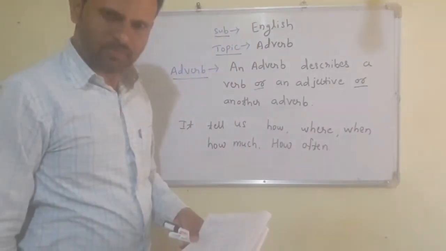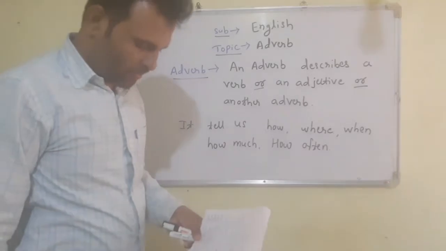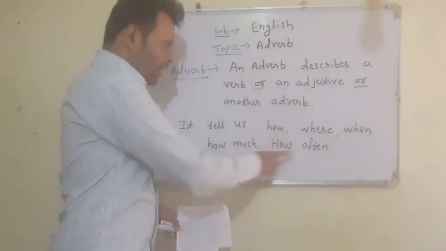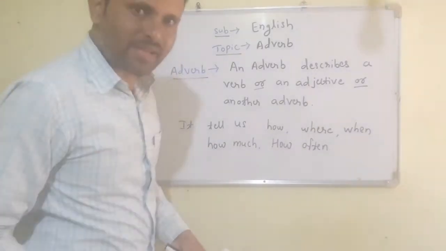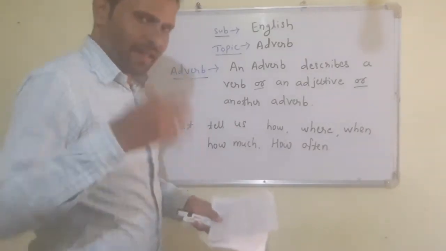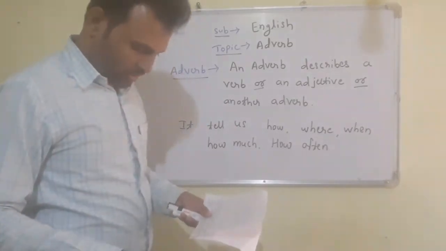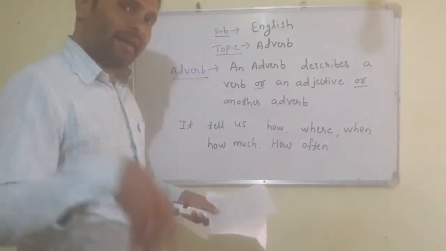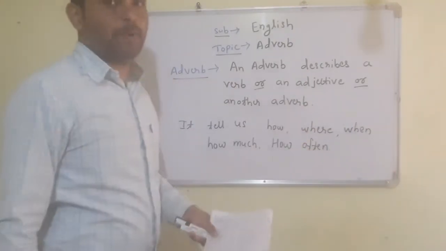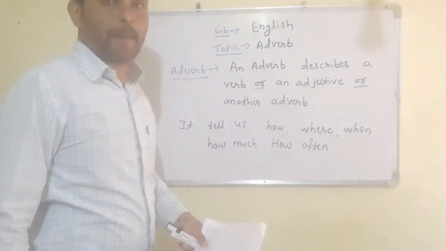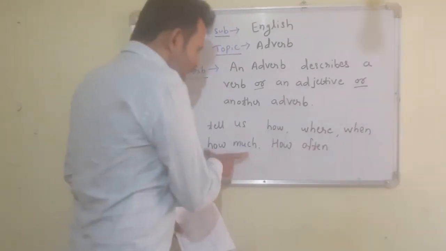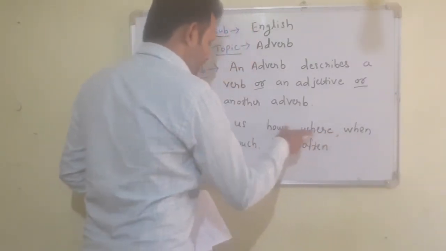How much? It may be quietly, very, almost, like this. Then how often? Whatever work is going on in a sentence, it tells how often it happens. Sometimes it happens, rarely it happens, normally it happens, or never it happens. Whatever things are happening in a sentence, it explains how often, how much, when, where, how.